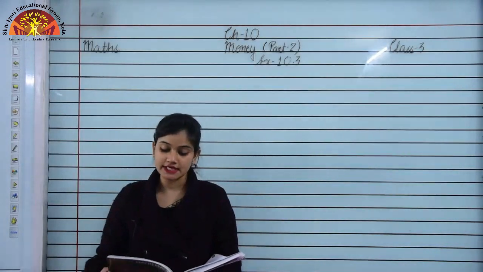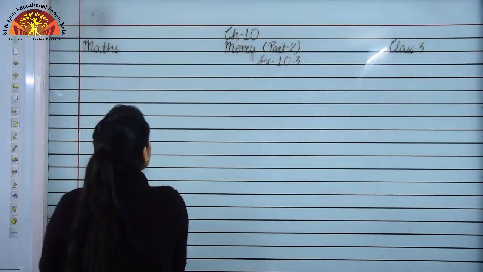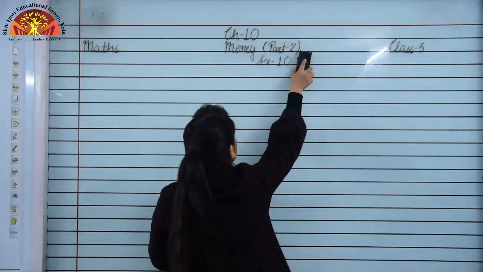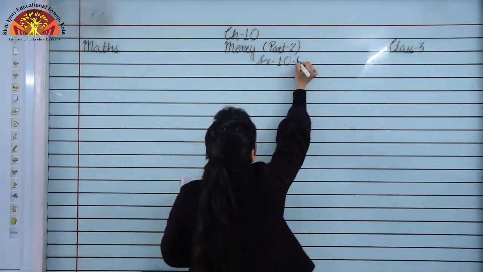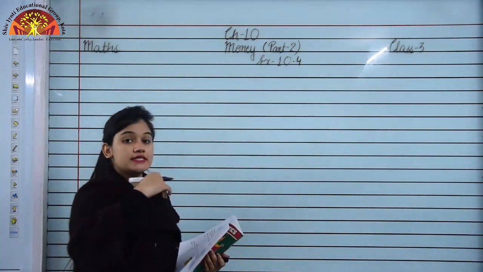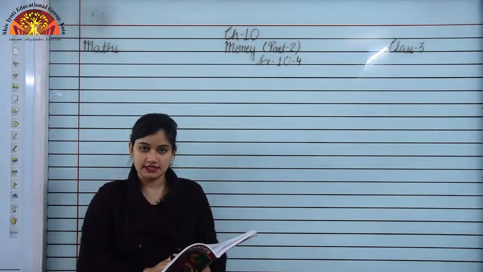Now we will start exercise 10.4, and in this exercise we have to see division. Here we have two numbers and we have to divide these numbers. So how can we do division of money? Very simple, as we do simple division. Just like we do simple division, as it is we have to do in this exercise also.